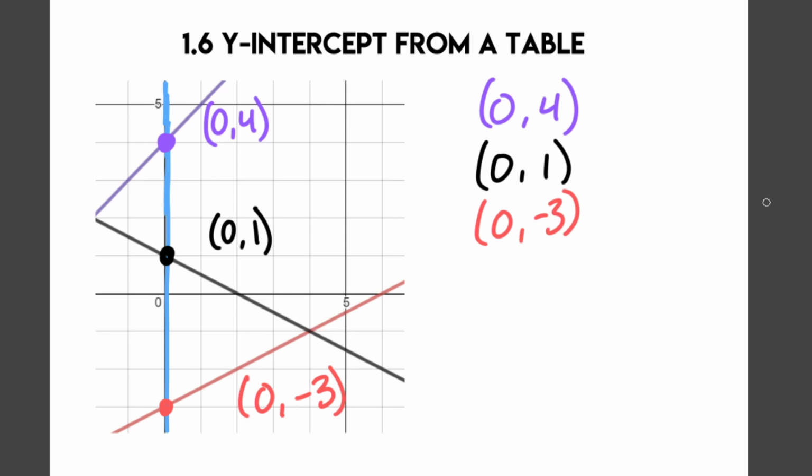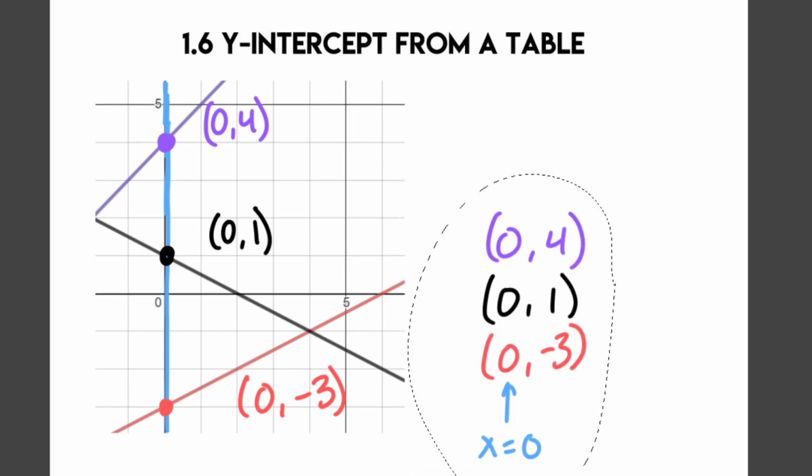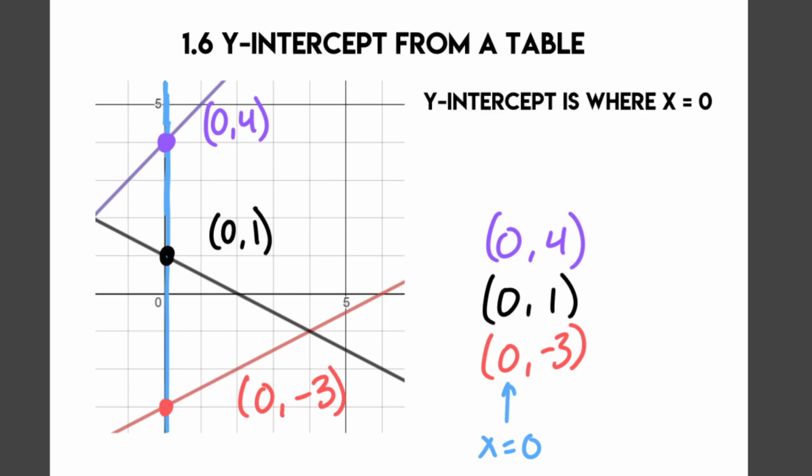These are all three very different lines, but they all have one thing in common in their y-intercepts. Do you see the pattern? They always have x equal to 0. And that's exactly how we're going to find our y-intercept on a table, because the y-intercept can always be found where x is equal to 0, okay?